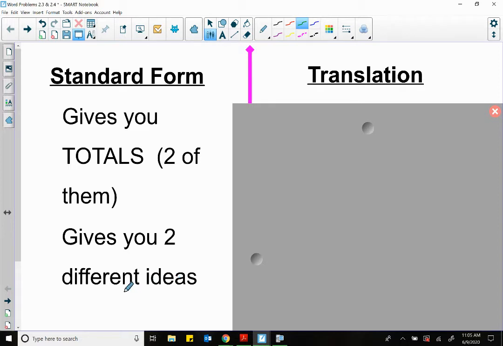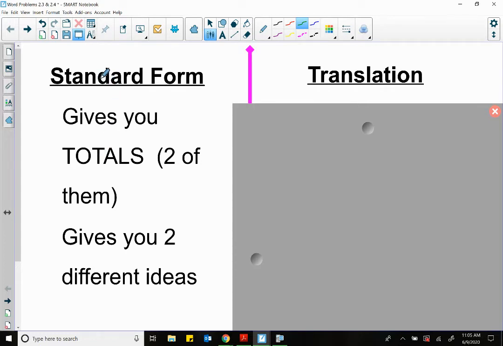The coins in my pocket that I have 11 of, I said that they were made up of quarters and dimes. Two objects, two ideas, quarters, dimes. Okay? So that's how you tell that you got standard form. You got two different ideas and you got two totals. Okay, so keep an eye out for things like that.